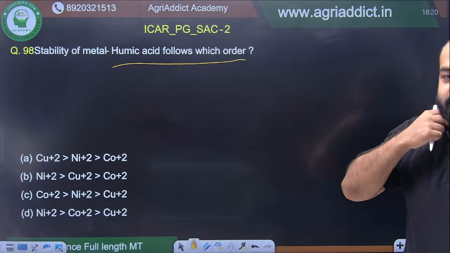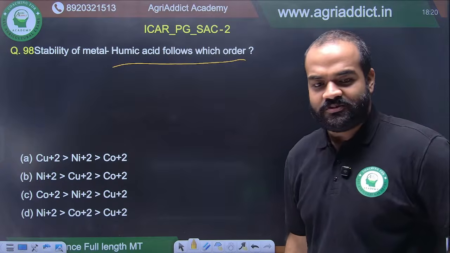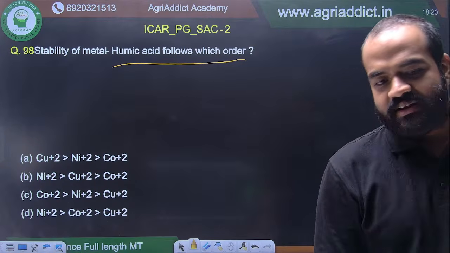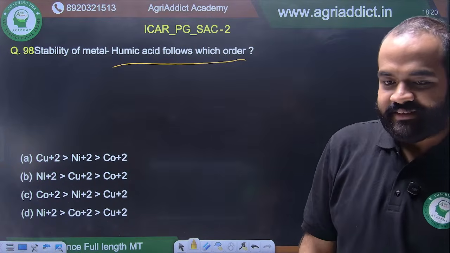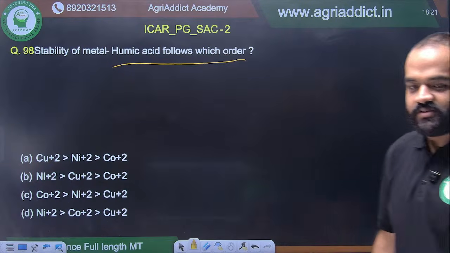Stability of metal humic acid follows which order? Tell me fast. This is a very easy question. We all know. Organic soil में कौन सा micronutrient का deficiency होता है? अभिजीत. Yes, yes, you are correct. Aishwarya, you are also correct.